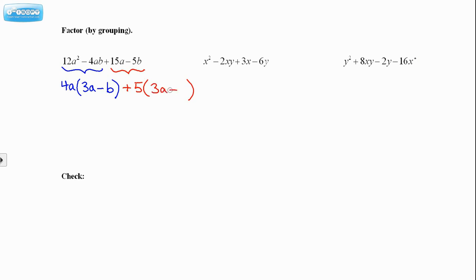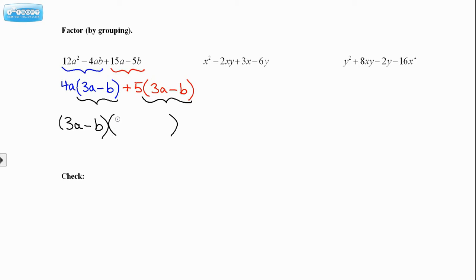3a minus b. Hopefully you notice something. These binomials right here are the same. And I showed you how to factor polynomials that look like this. Let's keep this in black. So the 3a minus b can get factored out like so. And then I write what's left.